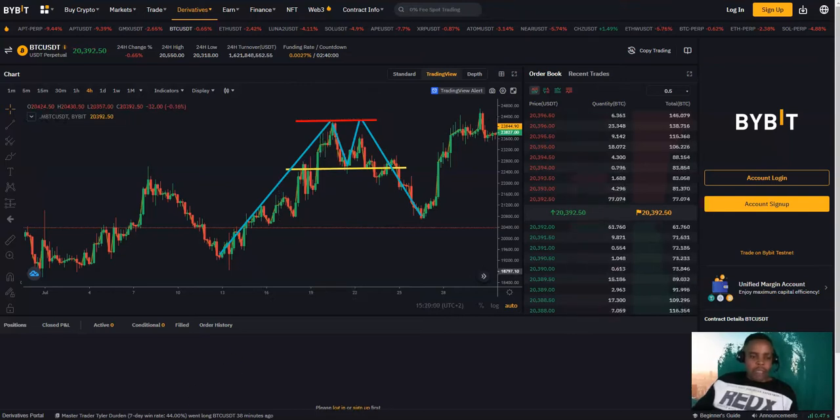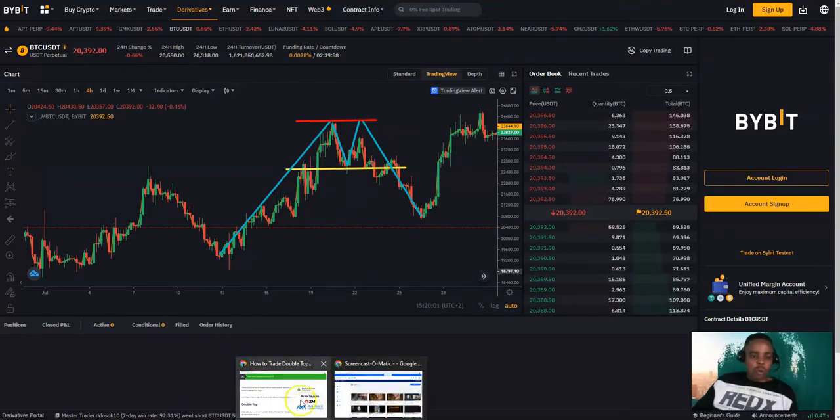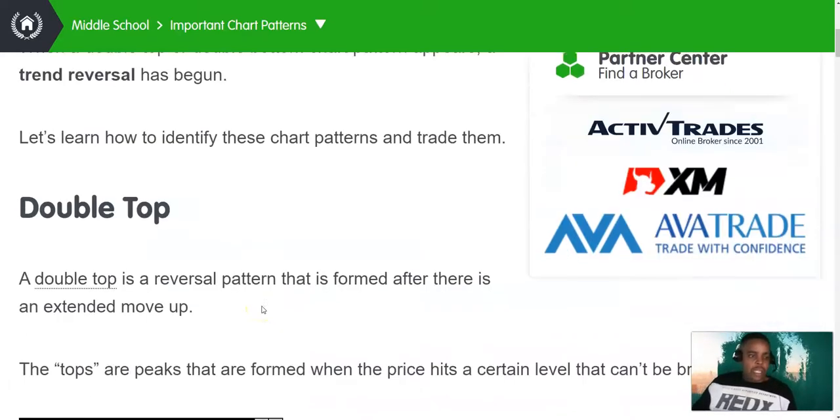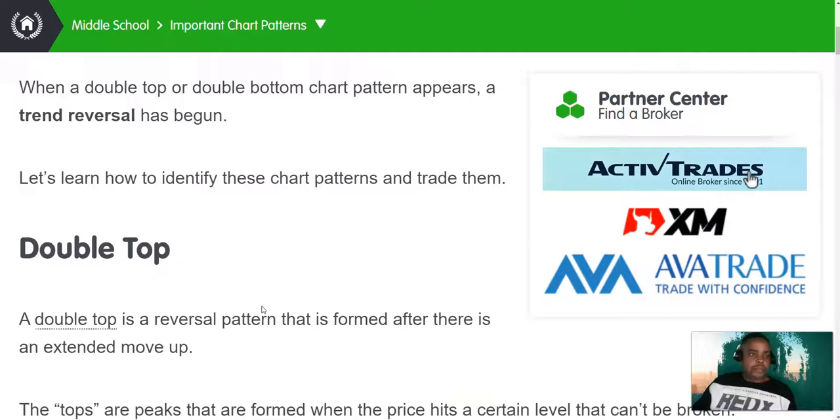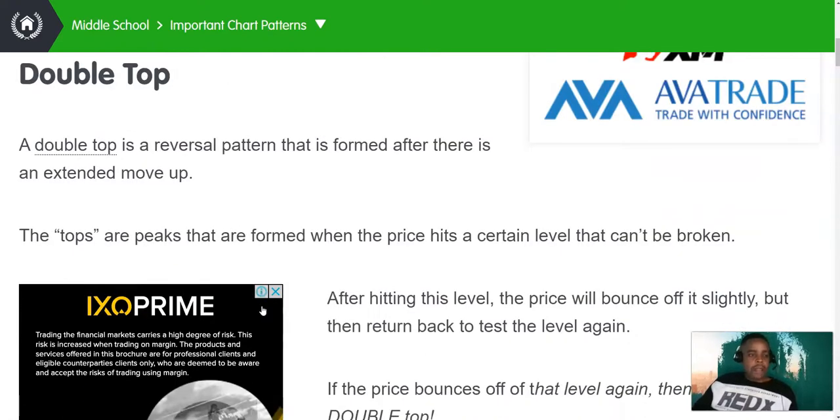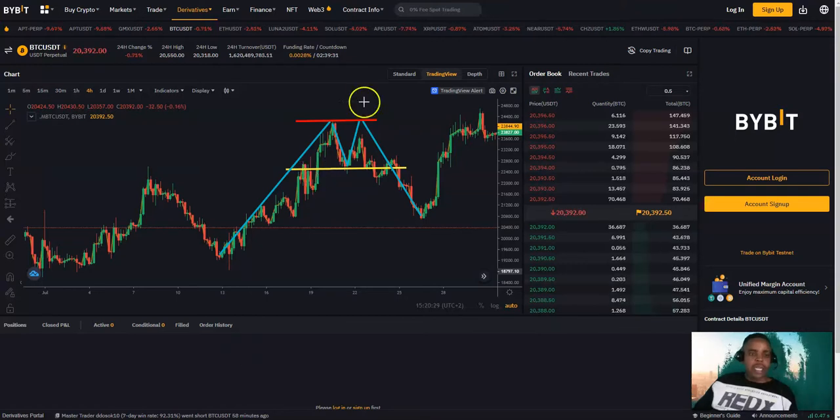Let me not explain it myself. Let's rather go through it with our notes. Okay, double tops. A double top is a reversal pattern that is formed after there is an extended move up. Okay, double top. And the tops are peaks that are formed when the price hits a certain level that cannot be broken, like in this situation here.